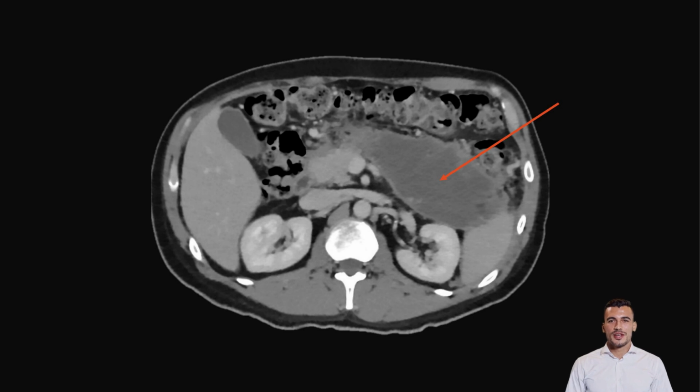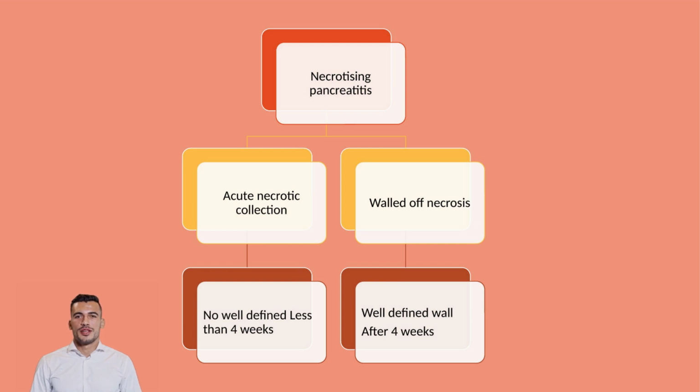And now we see another necrotic collection, but we can see that it has a wall around it, the way pseudocysts develop a wall around them. In case of necrotic collections, we call it walled-off necrosis. So this collection is walled-off necrosis. Here is a flowchart summarizing the collections seen in necrotizing pancreatitis. If the collection is acute, ill-defined with no wall around it, it's called an acute necrotic collection. And with time it becomes organized and develops a well-defined wall, and is then termed walled-off necrosis.